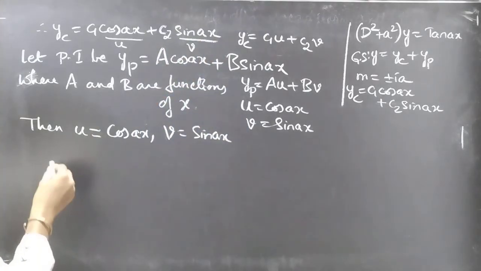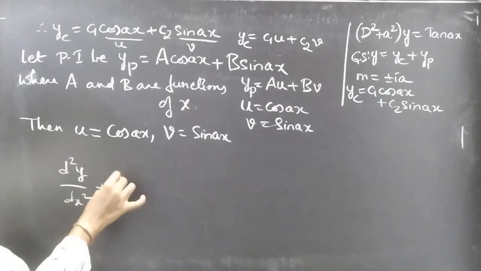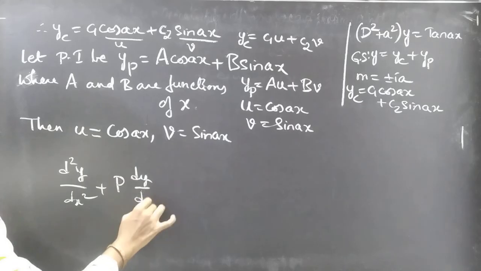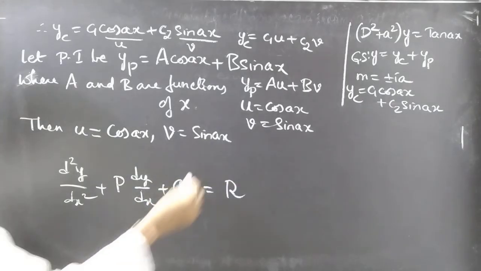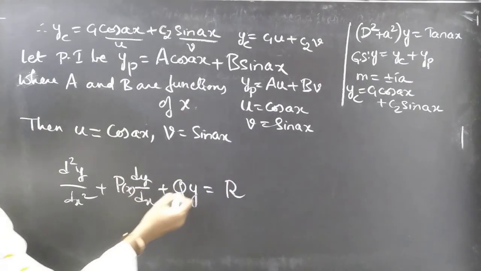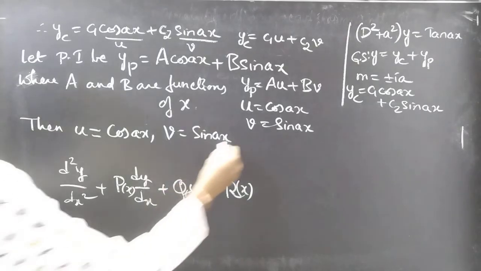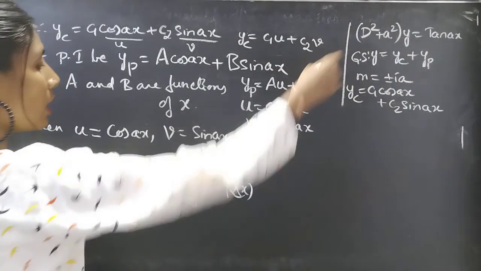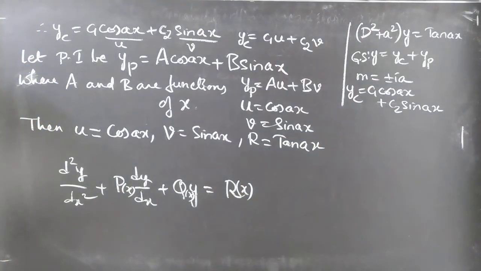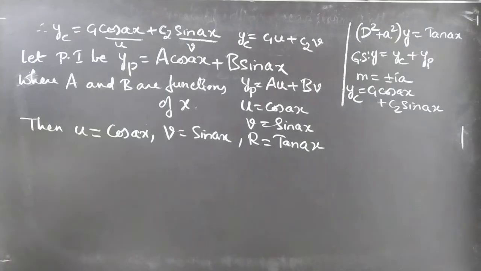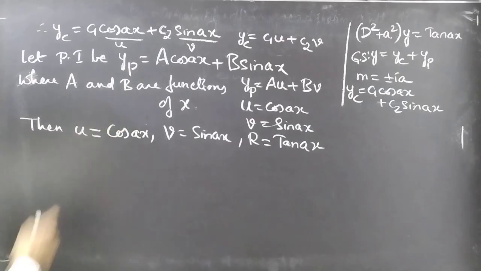If we compare the given differential equation with d square y by dx square plus p into dy by dx plus q into y equal to r, then here p is a function of x, q is a function of x, and r is also a function of x, right? Then we'll get r of x equal to tan ax, right? So here, as I said earlier, we need to find a and b, right?